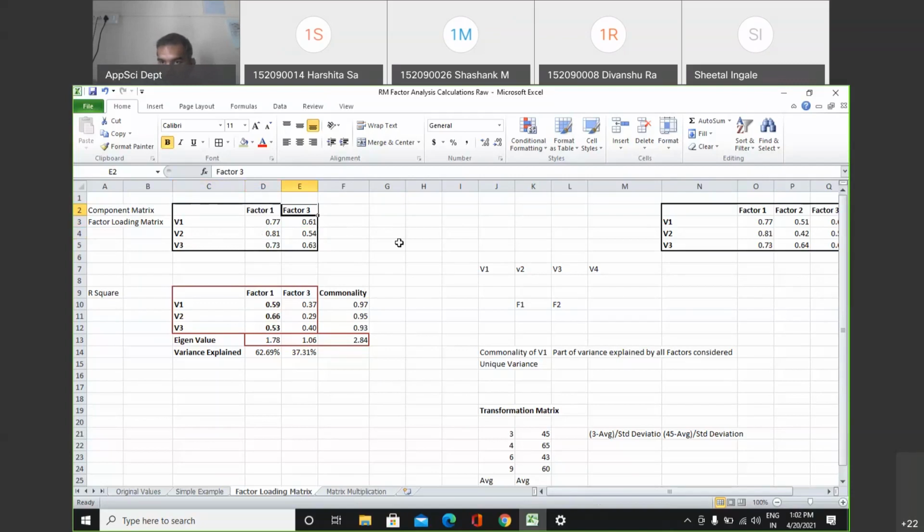Regression and factor analysis are indeed different. In regression, you need to have independent variables which should not have any correlation. So here factor 1 and factor 3 should not have any correlation with each other. I hope that is clear.